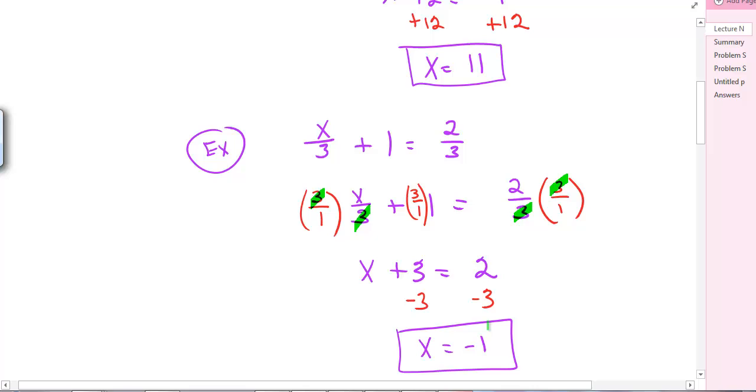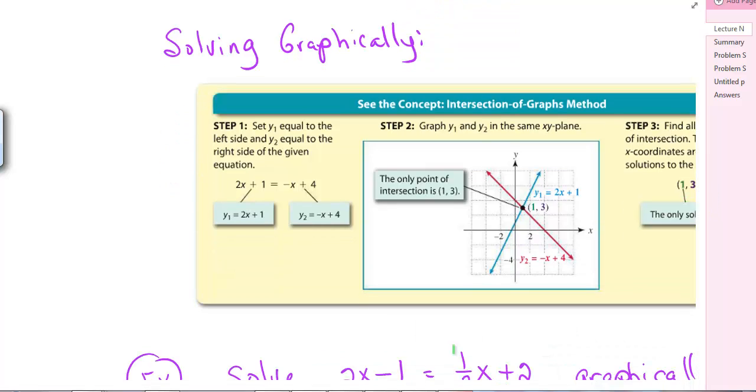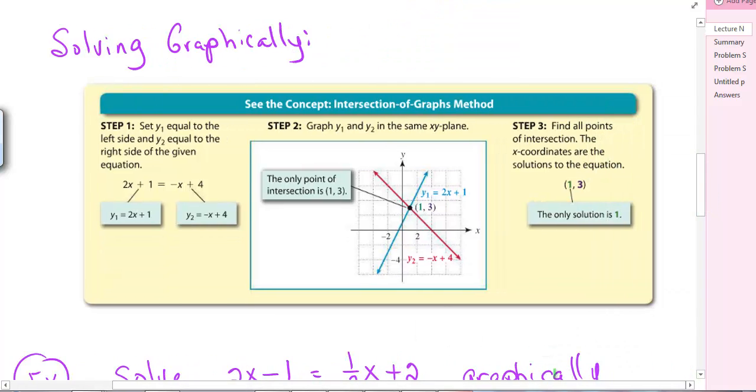So that's just a couple of examples about solving symbolically, which you're used to doing, and we will do some more of that. Now, solving graphically. And you can use your graphing calculator to do this. We will certainly do that. Set y1 equal to the left side and y2 equal to the right side of the equation. That's step 1. Graph them in the same plane, and you find the intersection point. The x coordinates are the solutions to the equation. All right, so we're going to practice that.